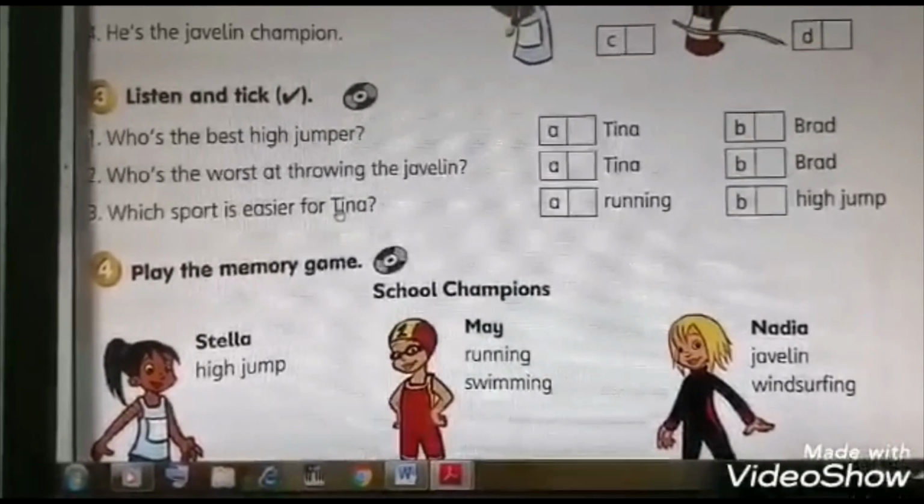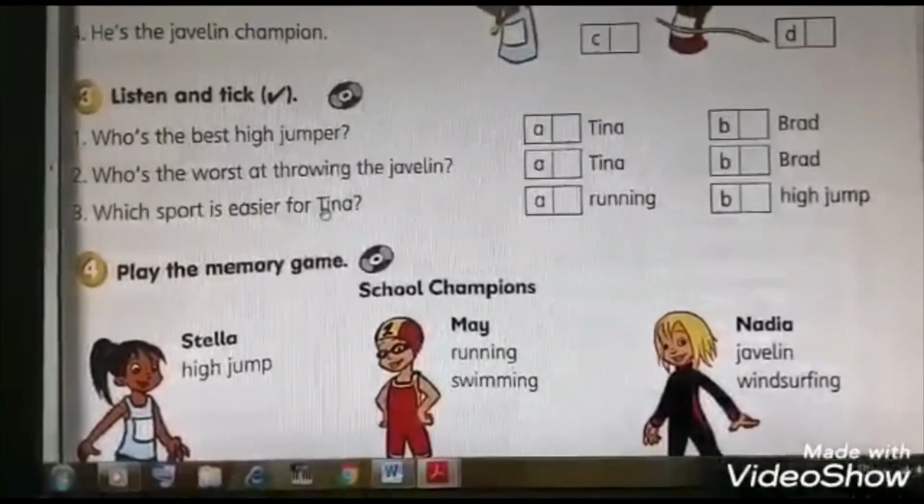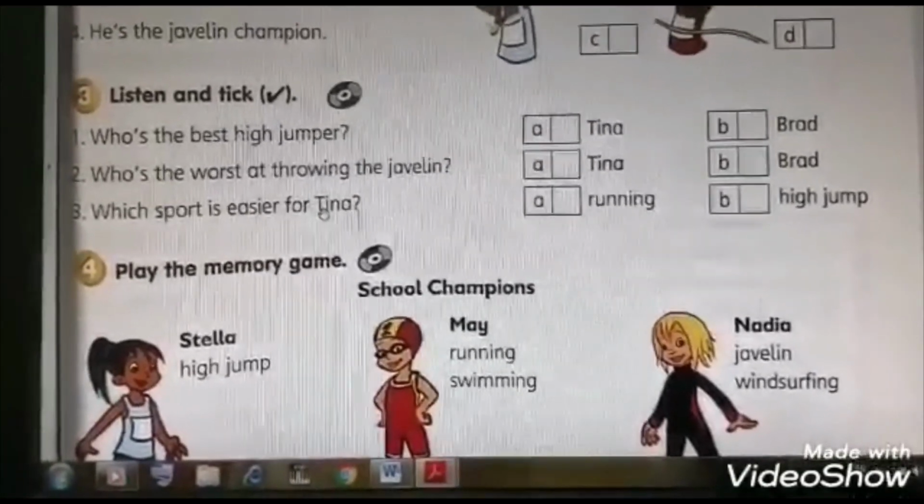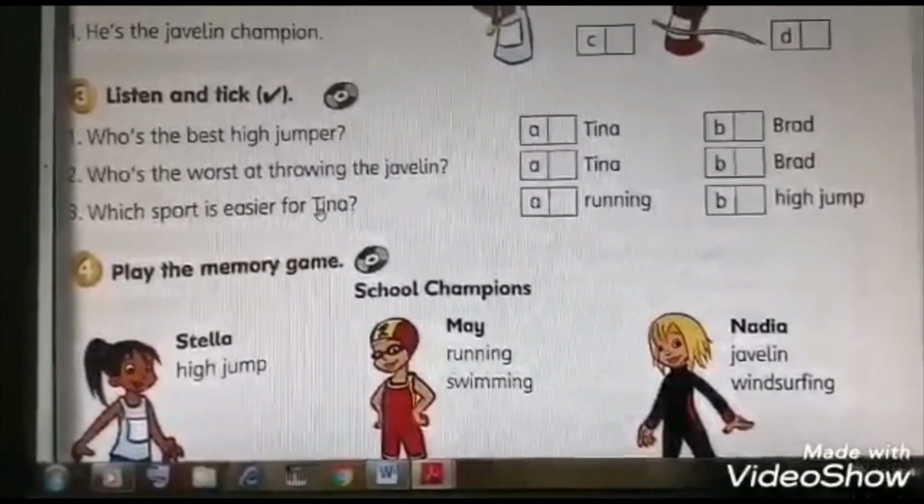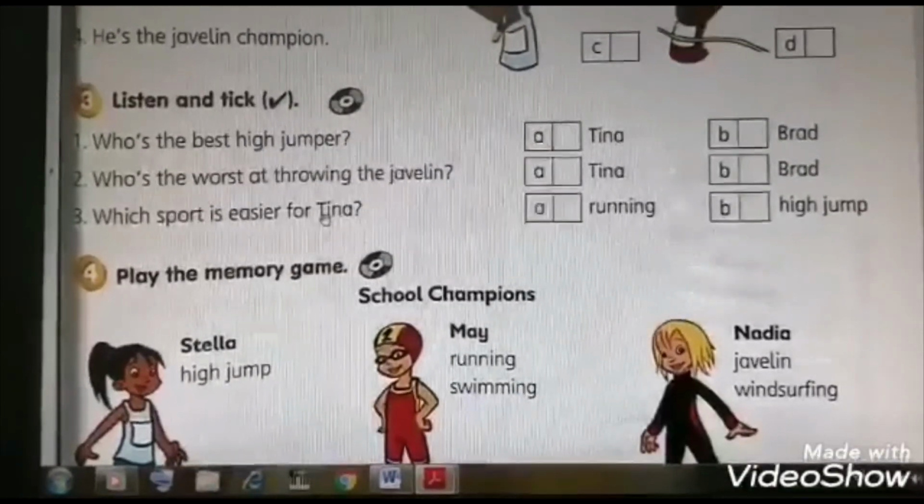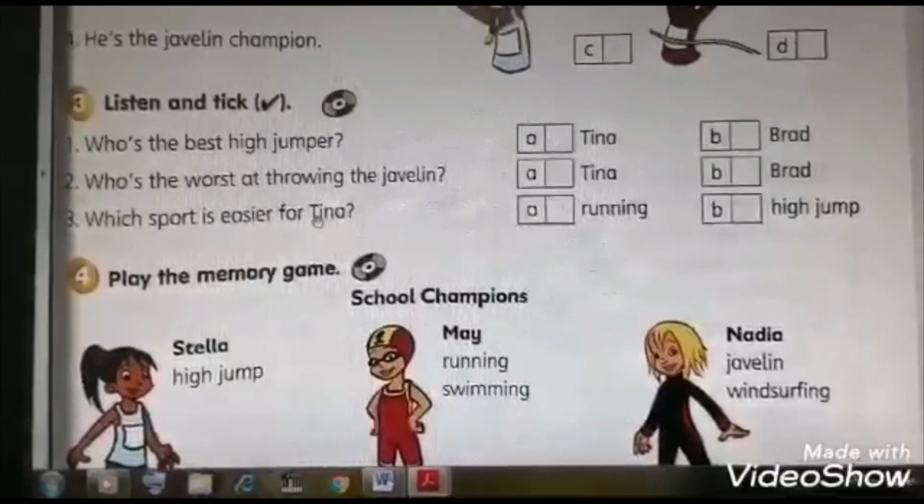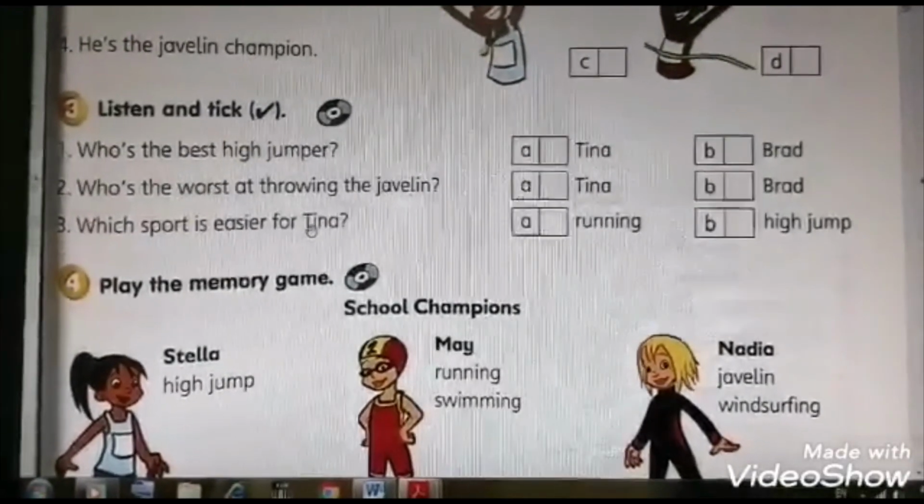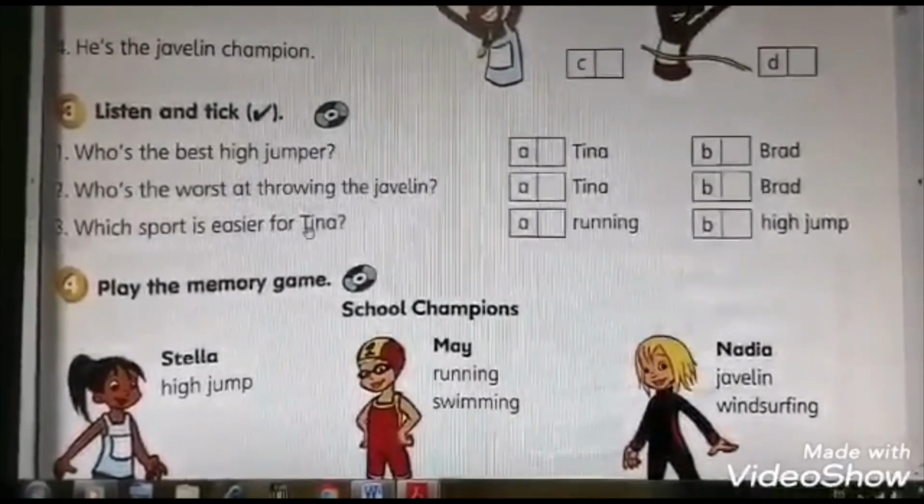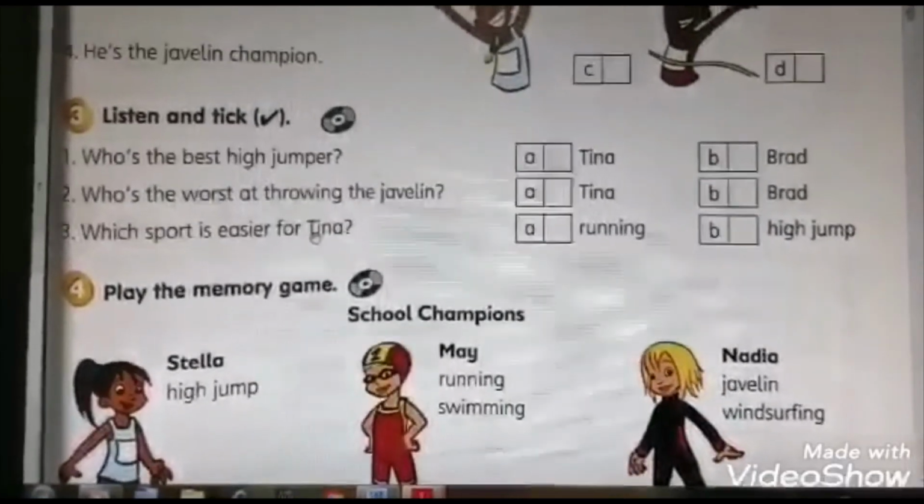1. Who's the best high jumper? Welcome, Tina and Brad. You are both high jumpers. Yes. And Tina, are you a better high jumper than Brad? Yes, I am. She's the best high jumper in the school.